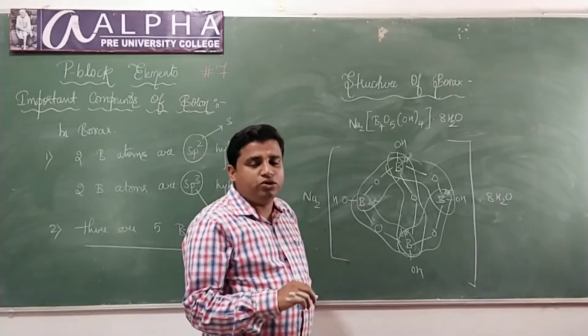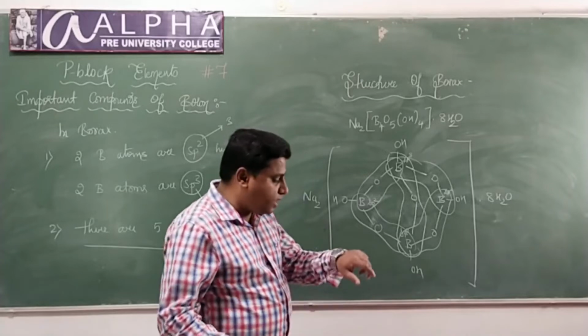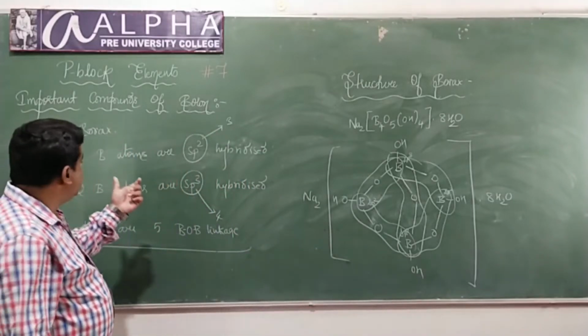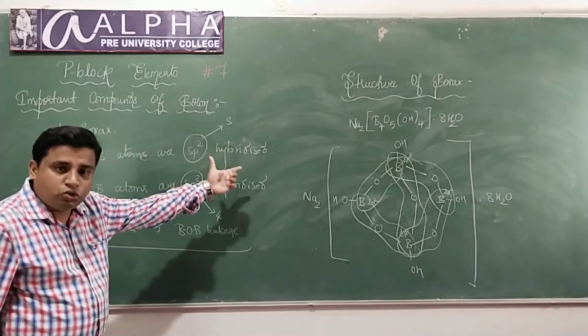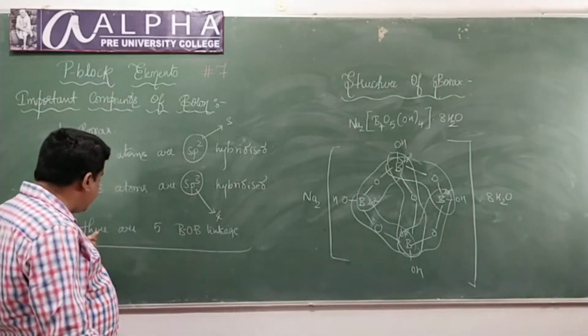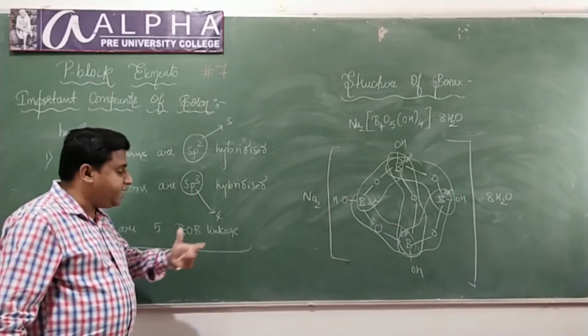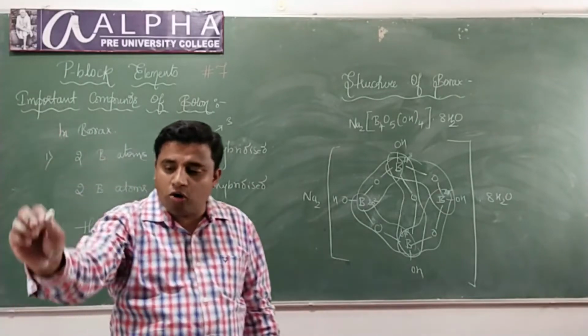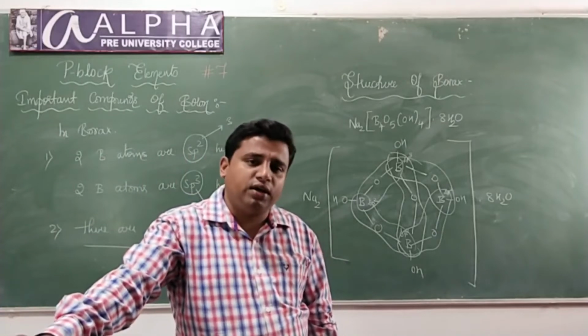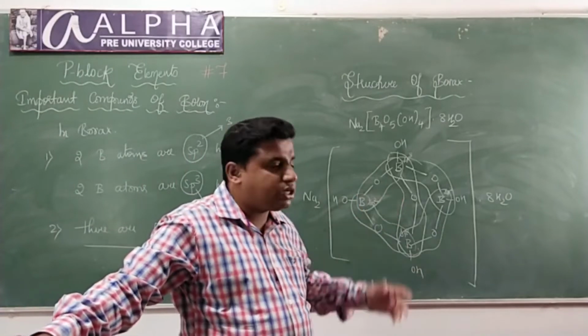I hope you understood the structure of borax. So what about the structure of borax? In borax 2 boron atoms are sp2 hybridized and 2 boron atoms are sp3 hybridized, and there will be 5 B-O-B linkages. There is going to be how many B-O-B linkages? 5. Are we clear with this? So that is about the structure of borax.